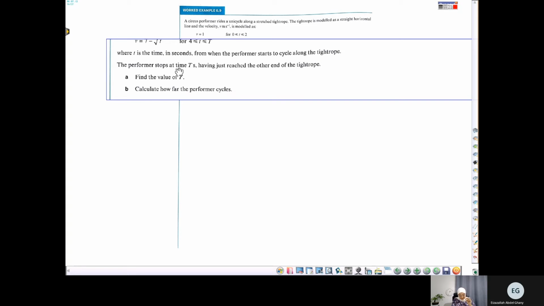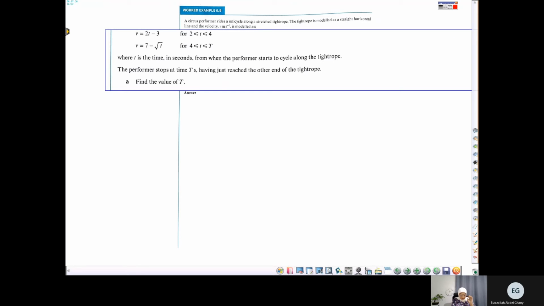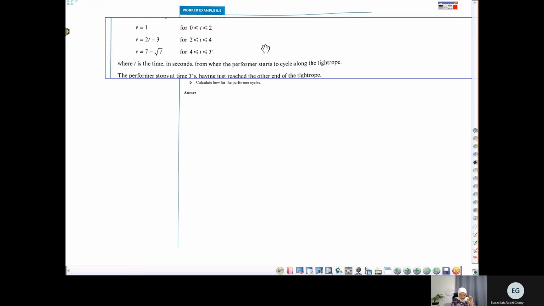The performer stops at time T seconds. Stops means velocity equals 0. The performer stops at time T seconds after having just reached the other end of the tightrope. Find the value of T. This is easy. I can find it from the third stage because it's only mentioned in the third stage. And I'll put velocity equals 0 and find T.